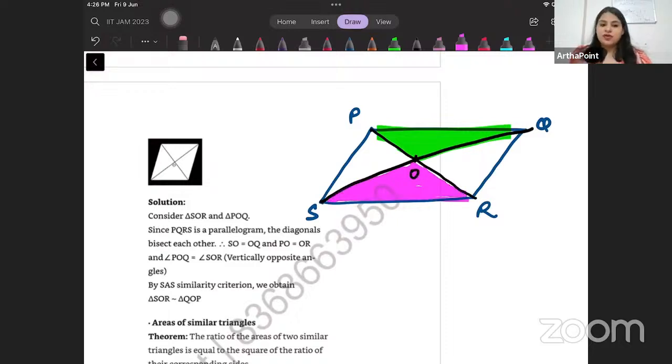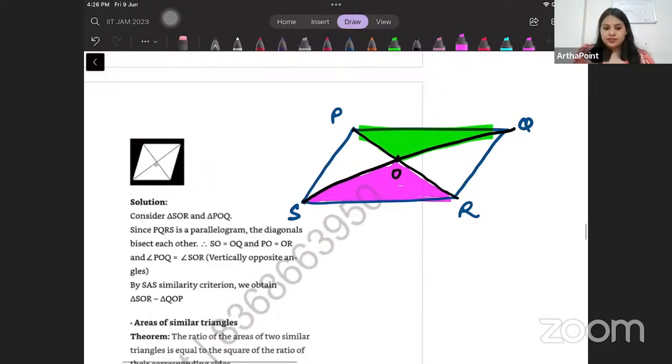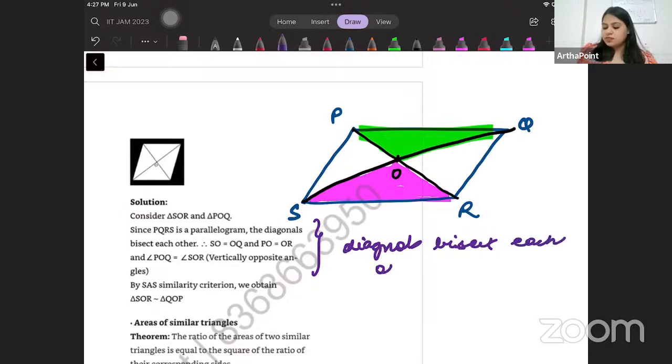It is very easy to prove. This is a parallelogram. Property of a parallelogram, please write down that diagonals bisect each other. Diagonals bisect each other. That means SO is equal to OQ, PO is equal to OR. And this is a parallelogram.